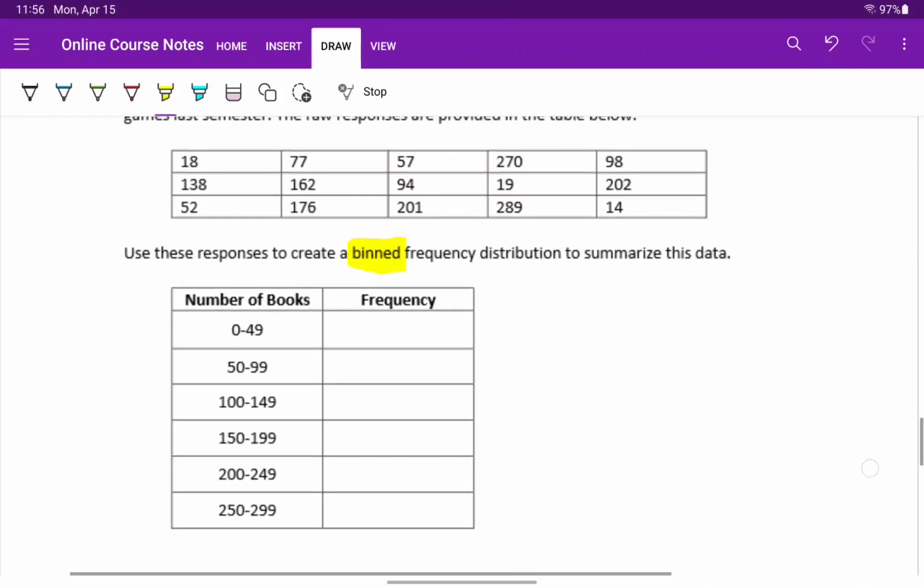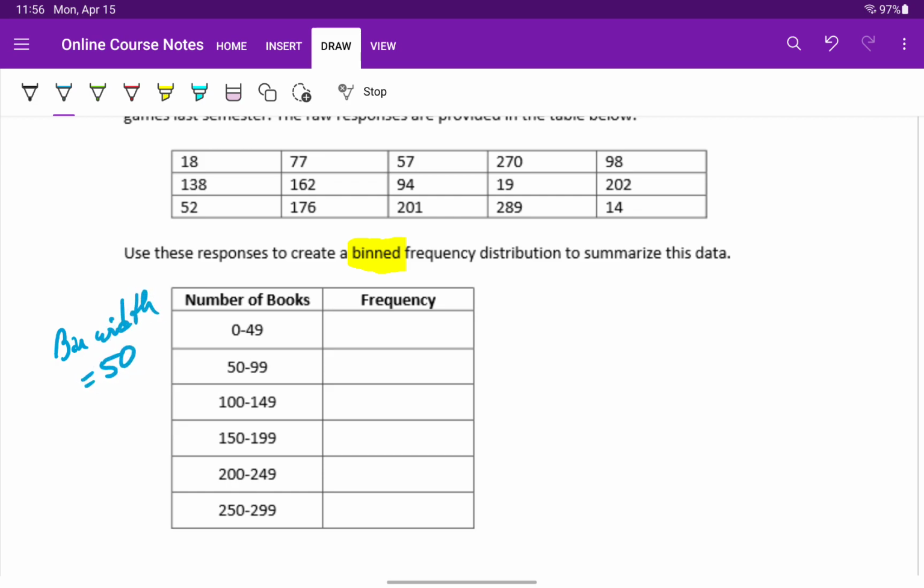So instead what we do is group the values. And the way we group them just depends on the situation, the scenario. In this case, we have bin widths of 50. So our first bin is going to be any responses between 0 and 49. So that represents a bin of 50 values. But we'll approach this in the same way.